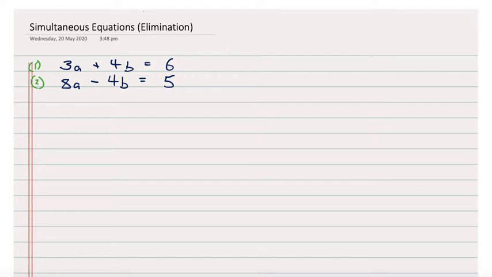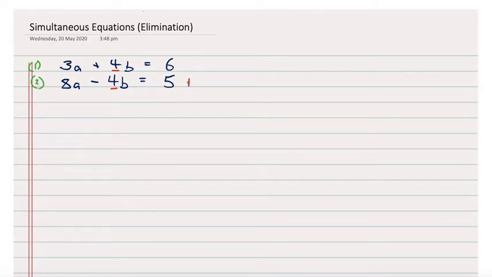So consider we've got equation 1 and equation 2 here. Equation 1 is 3a plus 4b equals 6 and equation 2 is 8a minus 4b equals 5. Notice the coefficient in front of the b is 4 and this one is negative 4.